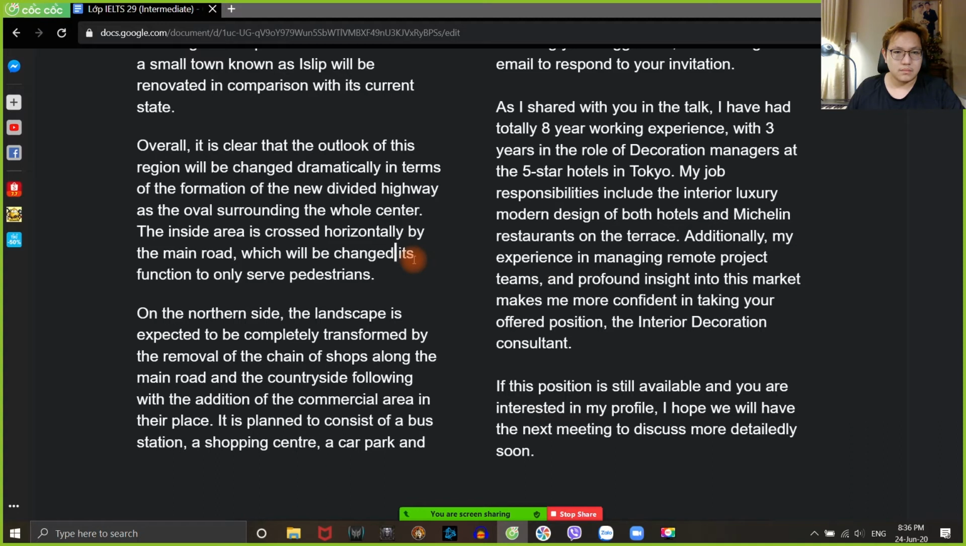Hay là with its function will be changed. Which it's with. Which will be changed by function. Nó sẽ được thay đổi bởi cái chức năng. I think what will be changed in function, I think. Về chức năng, mà sẽ bị thay đổi về chức năng, will be changed in function. To only serve pedestrians, để mà chỉ có thể phục vụ cho người đi bộ.